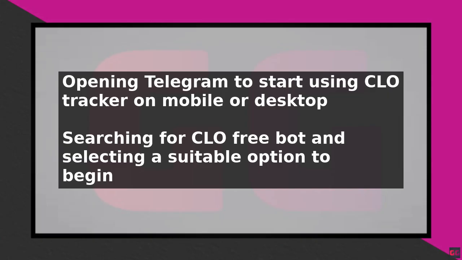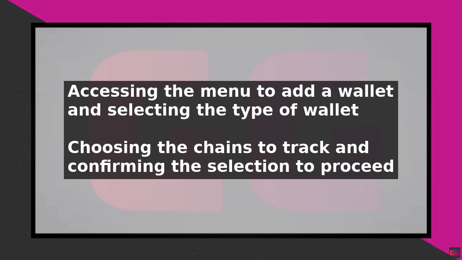If the bot is already active, you can proceed to the next step. With the bot active, access the menu by clicking on Menu or the Menu option. From there, select Add to begin tracking a wallet. Choose the type of wallet you want to track, such as a standard wallet, token, or specific blockchain wallet. For this example, select Wallet.